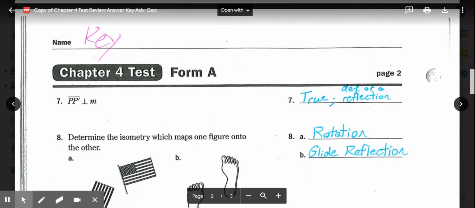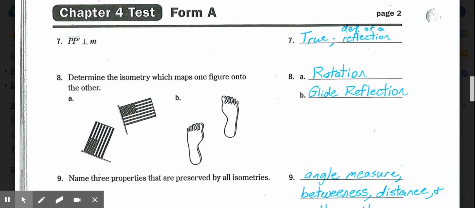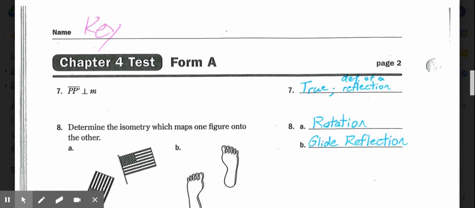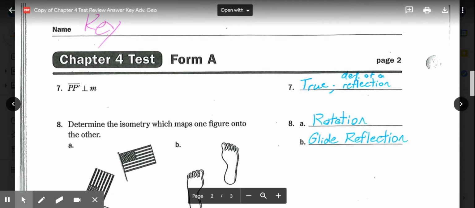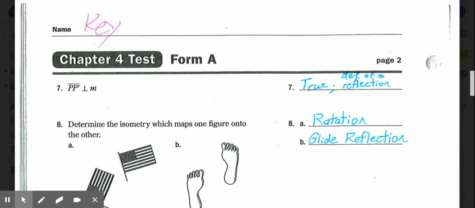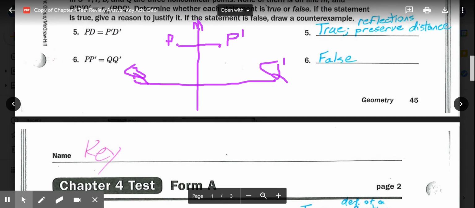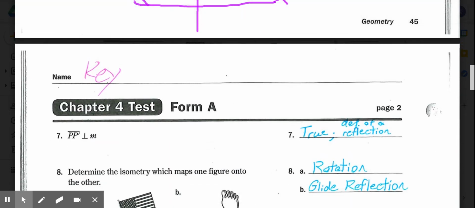All right, moving down on to page 2. 7 also goes with the same problem up here. So on 7, it says that segment PP prime is perpendicular to M. And that is true as part of the definition of a reflection. Any point reflecting over a line, then that segment of PP prime is always perpendicular to the line of reflection due to the definition of a reflection.